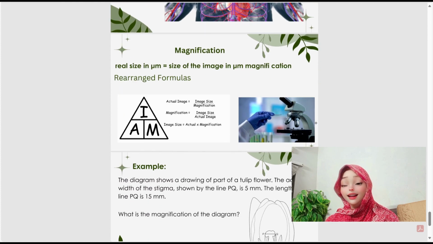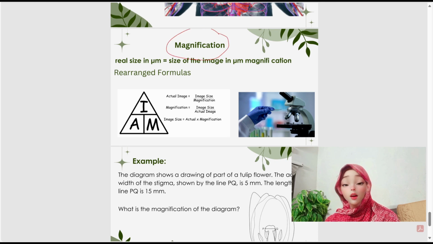Now here is magnification. What is magnification? Before starting magnification, you already know about the microscope. A microscope is just an instrument that is used to see objects that can't be seen with the naked eye. Magnification is a property of the microscope, and it helps to enlarge the image.